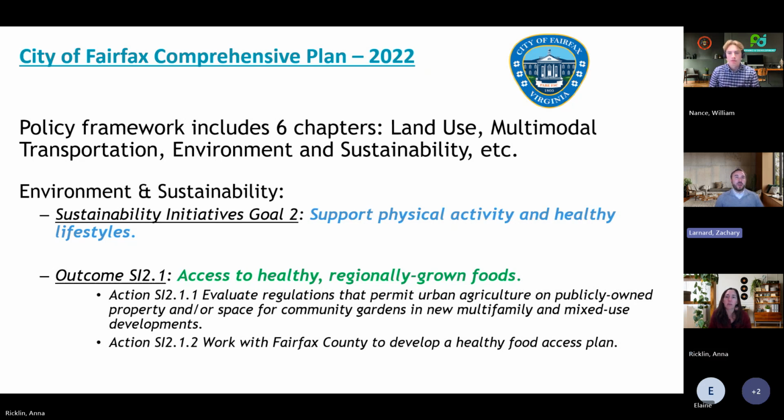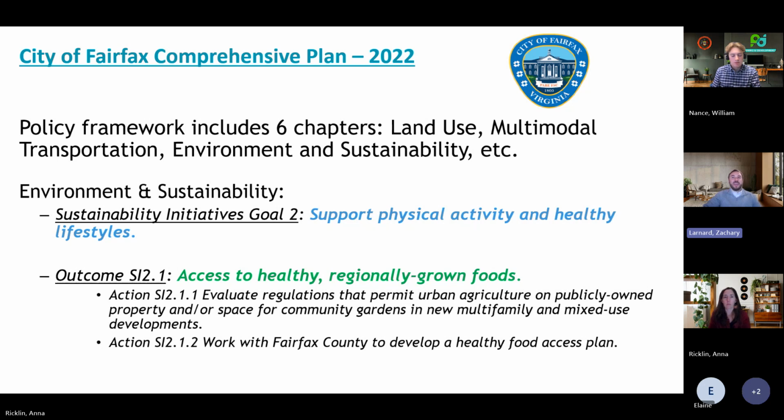So, as part of this process of looking at updating the policy plan, we looked at what some other neighboring jurisdictions have done, especially paying attention to health and seeing where healthy communities and things like that have been addressed in other neighboring jurisdictions and other plans. So, we do have the city of Fairfax, which updated their comprehensive plan in 2022, just 2 years ago, and they did touch on environment and sustainability. And one of their goals is to support physical activity and healthy lifestyles. And another one is access to healthy and regionally grown foods.